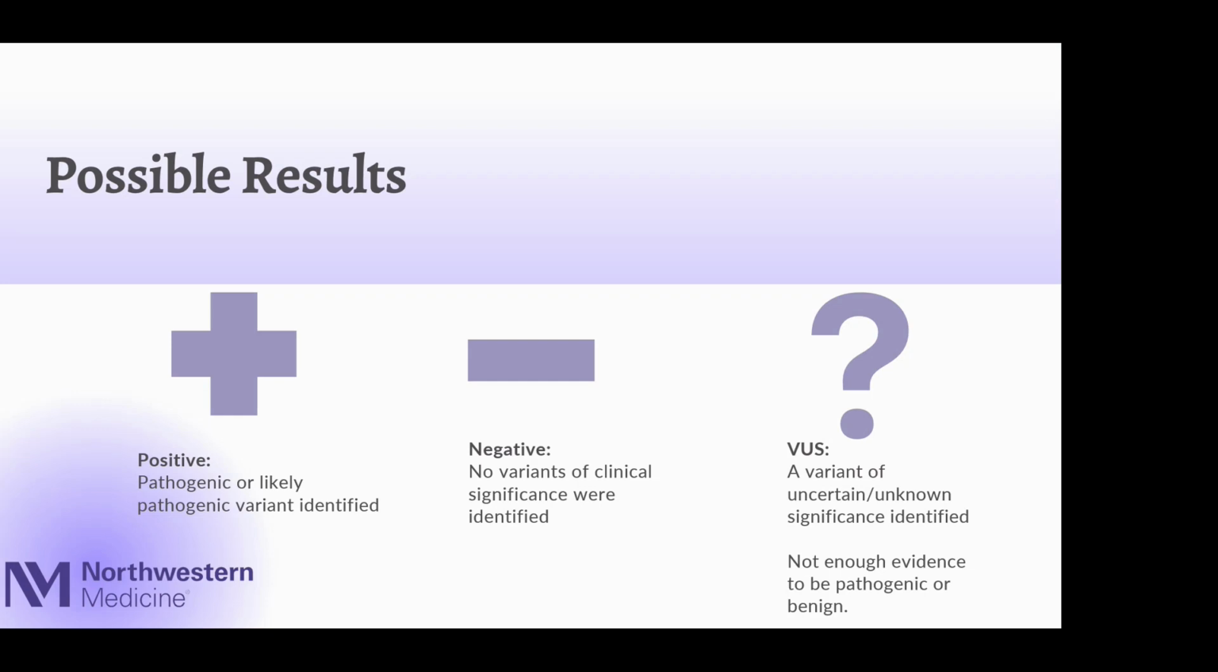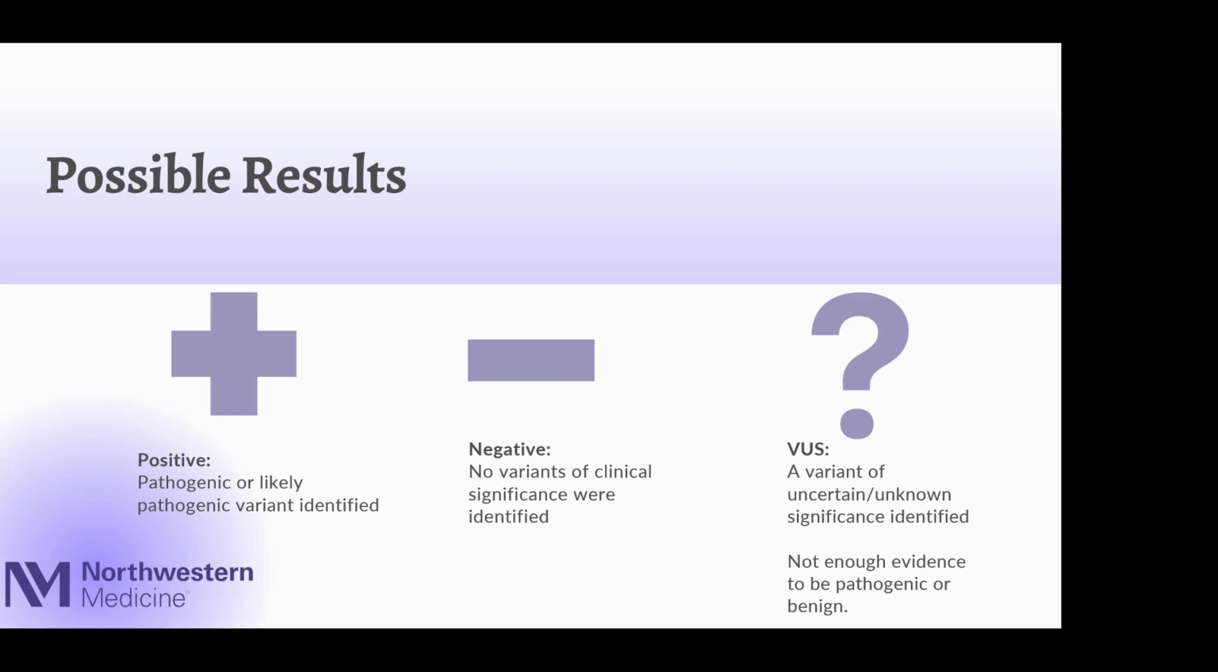The third type of result that we can expect back from testing is what we call a variant of uncertain significance. That is a genetic change for which right now we don't have enough evidence to know whether it is causing a risk for cancer and is pathogenic, or whether it is benign and potentially just part of normal human variation. The labs that we work with are continuously learning about these uncertain findings, and they do reach out to us if we learn more so that we can contact our patients to inform them.